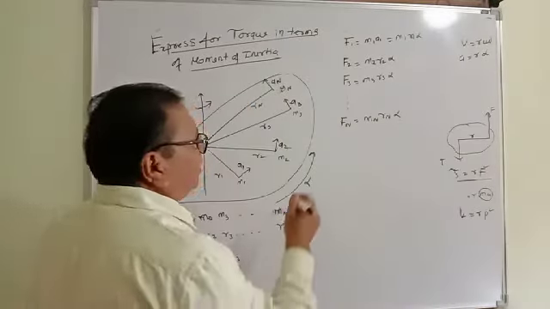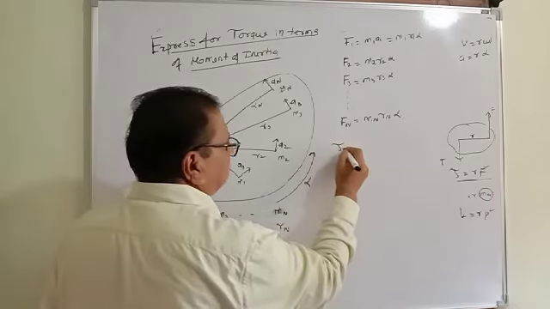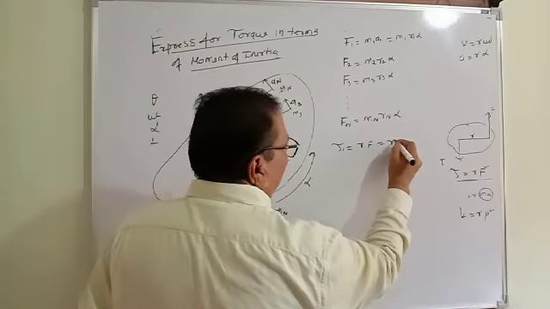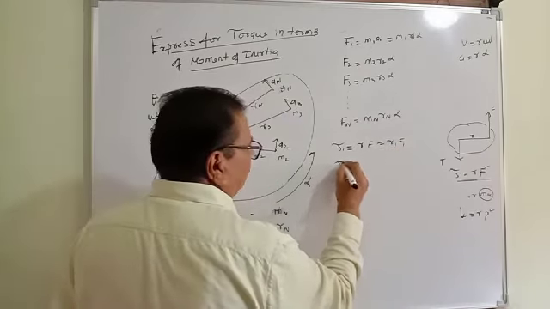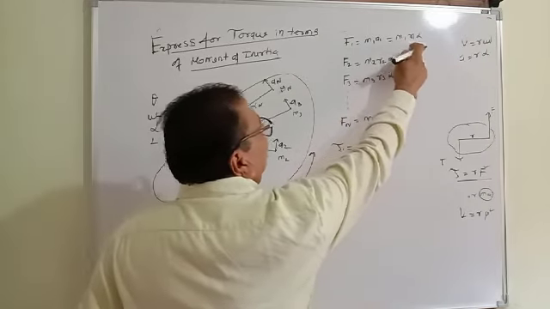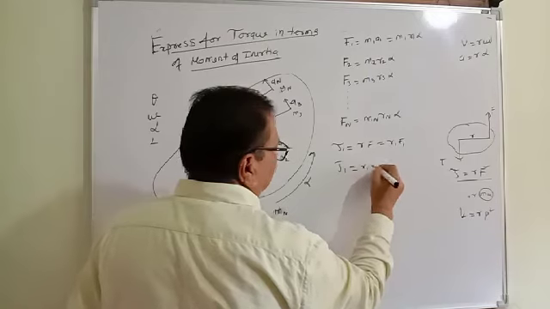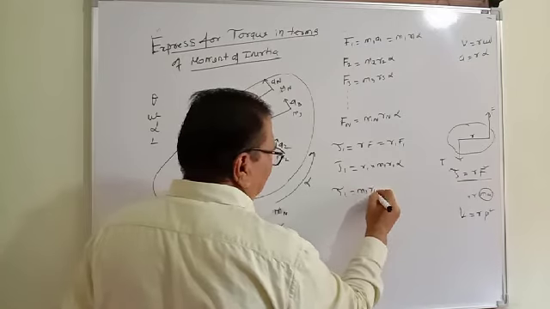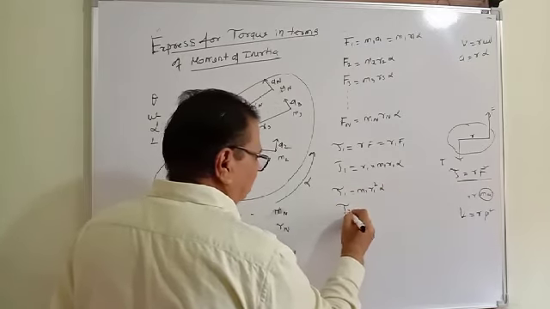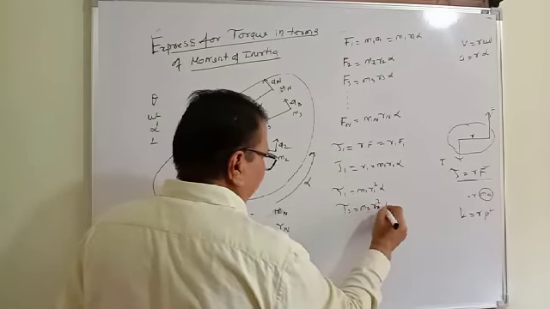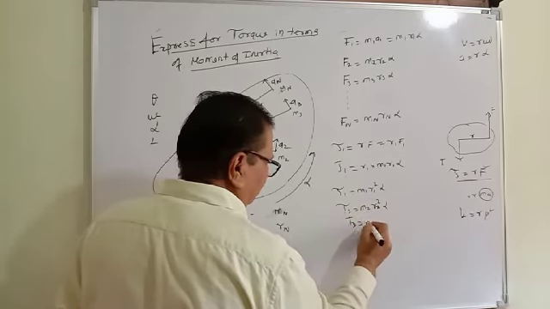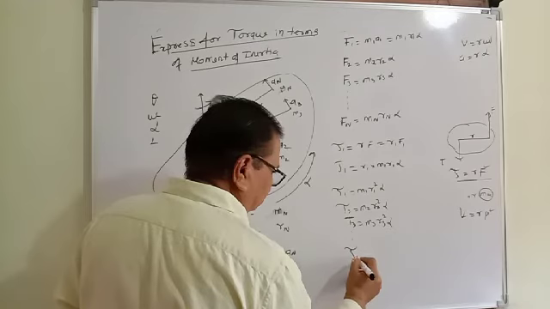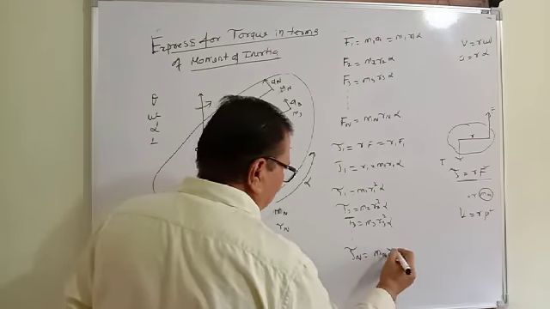So torque acting on the particle of mass m1, tau 1, is equal to r1 F1, or tau 1 is equal to r1 into m1 r1 alpha, or tau 1 is equal to m1 r1 square alpha. Similarly, tau 2 is equal to m2 r2 square alpha, tau 3 is equal to m3 r3 square alpha, ..., tau n is equal to mn rn square alpha.